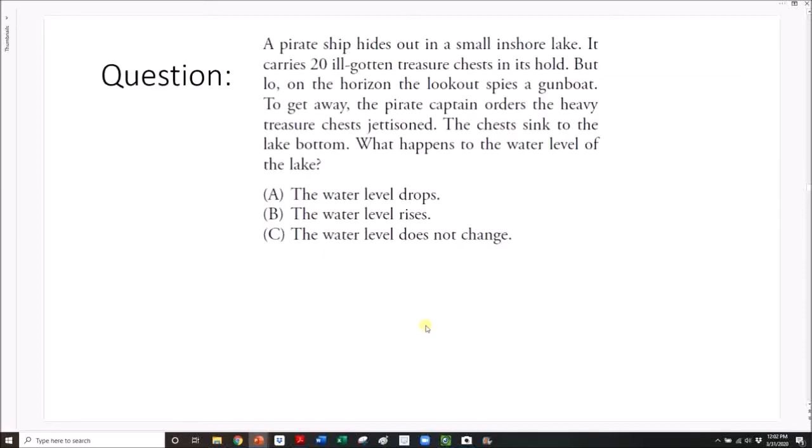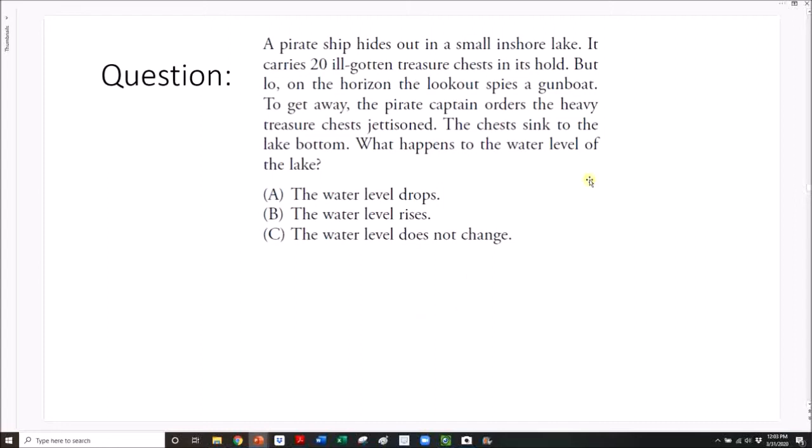Okay, speaking of ships, here is a classic problem. A pirate ship hides out in a small inshore lake. It carries 20 ill-gotten treasure chests in its hold, but low on the horizon, the lookout spies a gunboat. To get away, the pirate captain orders the heavy treasure chests jettisoned. The chests sink to the bottom of the lake. What happens to the water level of the lake? Okay, think about it for a second.